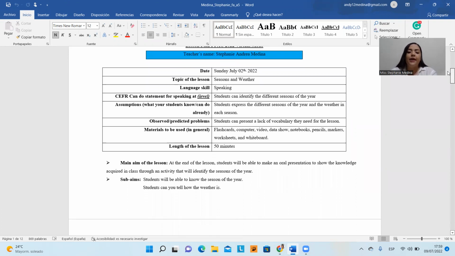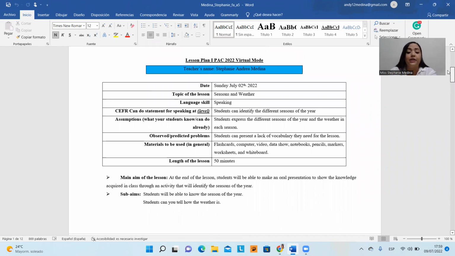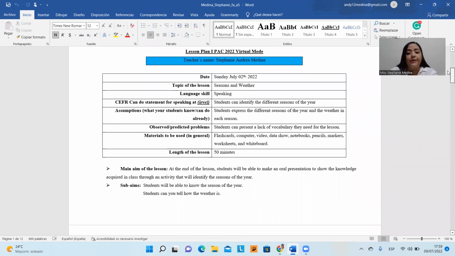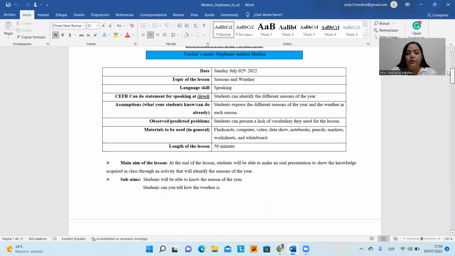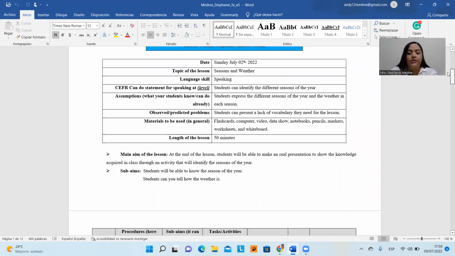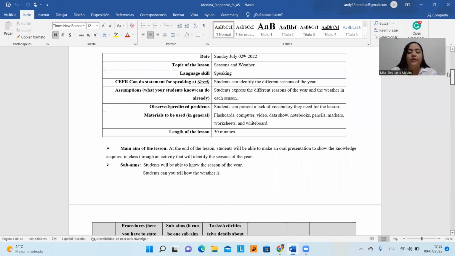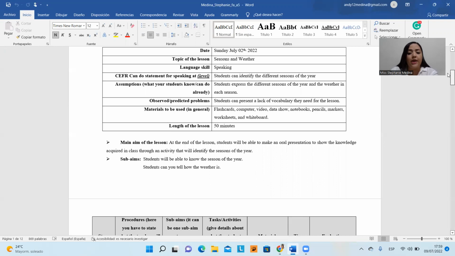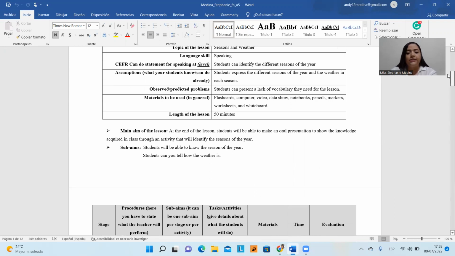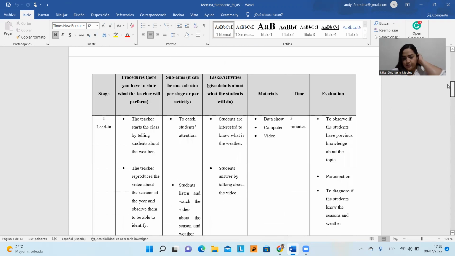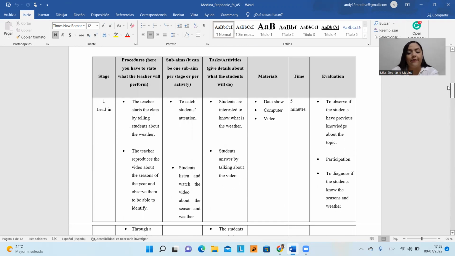So the main aim for the lesson is that at the end of the lesson, the student will be able to make another presentation to show the knowledge acquired in the class through an activity that will identify the seasons of the year. The student will be able to know the seasons of the year. A student can tell you the weather. So you can see this is the part for the stage procedure.